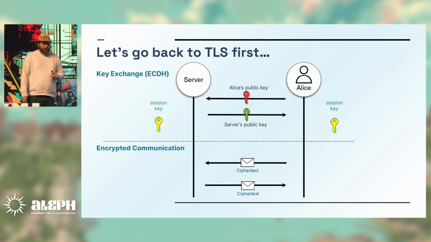First, let's go back to TLS. TLS currently uses elliptic curve Diffie-Hellman key exchanges. So Alice and the server exchange public keys. They do a handshake on some sort of cryptographic properties, and they generate some ephemeral session keys. Once that is done, the server and Alice can exchange ciphertext and encrypt and decrypt this data and have guarantees of the security of the data.